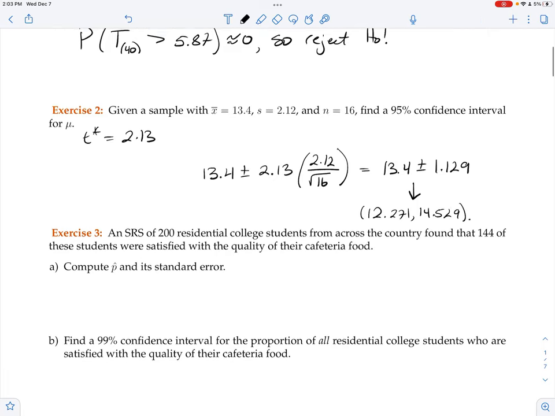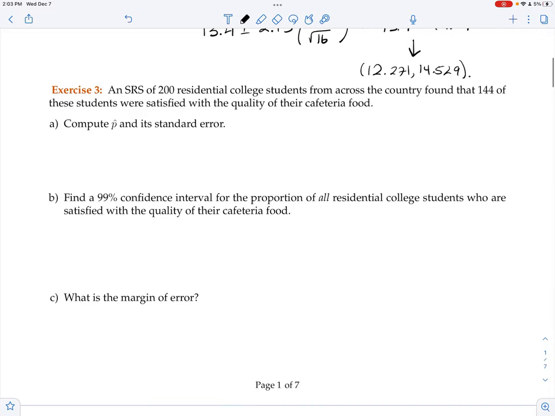We'll do one more in this video, and then we'll break it. So we've got a simple random sample of size 200. Found that 144 of those students were satisfied with the quality of their calf food. So p hat is just 144 out of the total 200, which is 0.72. So that's that. The standard error for p hat, if you look back in your notes, we've got the formula for that. Let's write down the formula here just as a reminder.